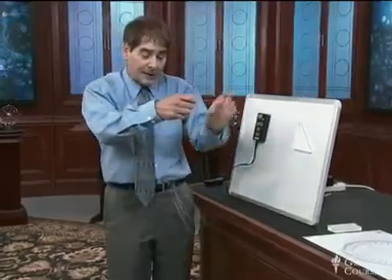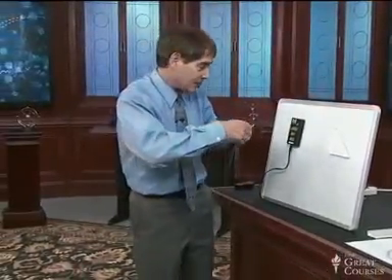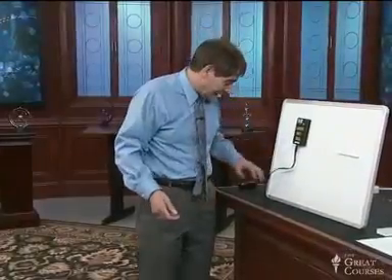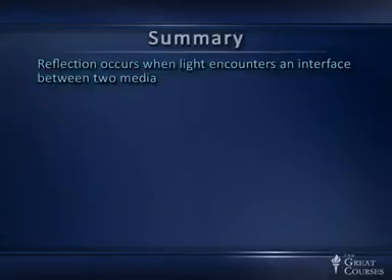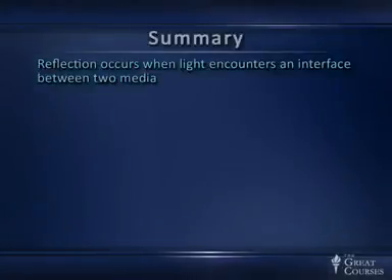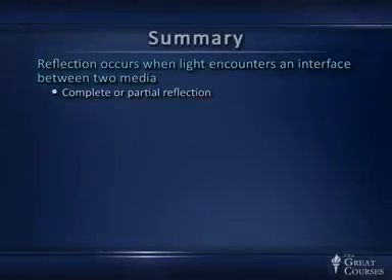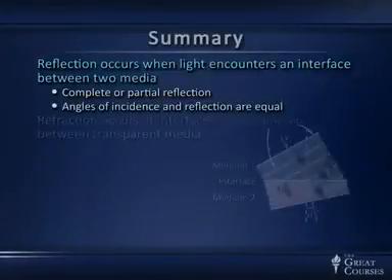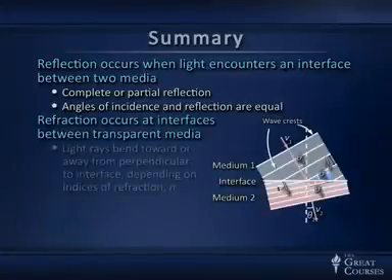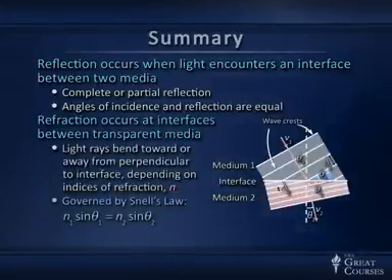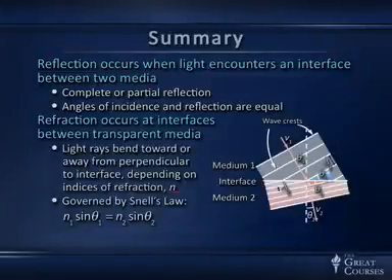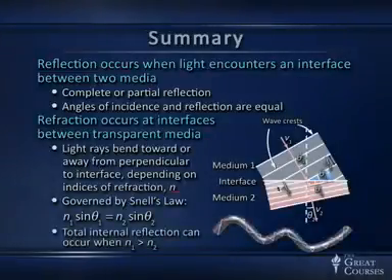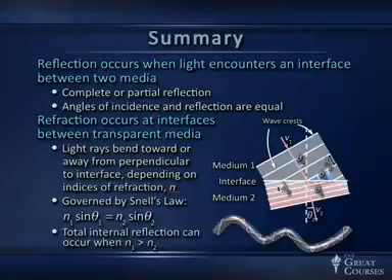So these fibers can carry enormous amounts of information because of the very high frequency of visible light. Okay, well, let's wrap up. We've seen that reflection occurs when light encounters an interface between two media. We've seen it can be complete or partial. We've seen that the angles of incidence and reflection are equal. We've seen that refraction occurs at interfaces of transparent media. It obeys Snell's law: n1 sine theta 1 equals n2 sine theta 2. And we've seen the phenomenon of total internal reflection and a number of its applications.